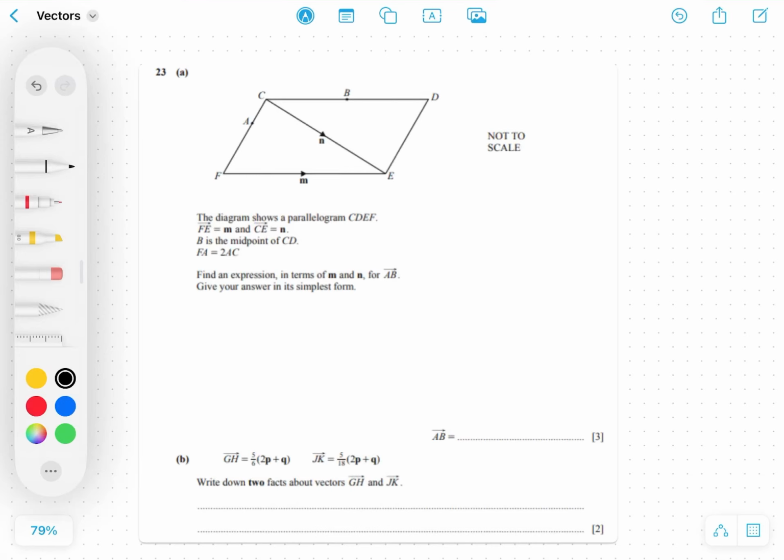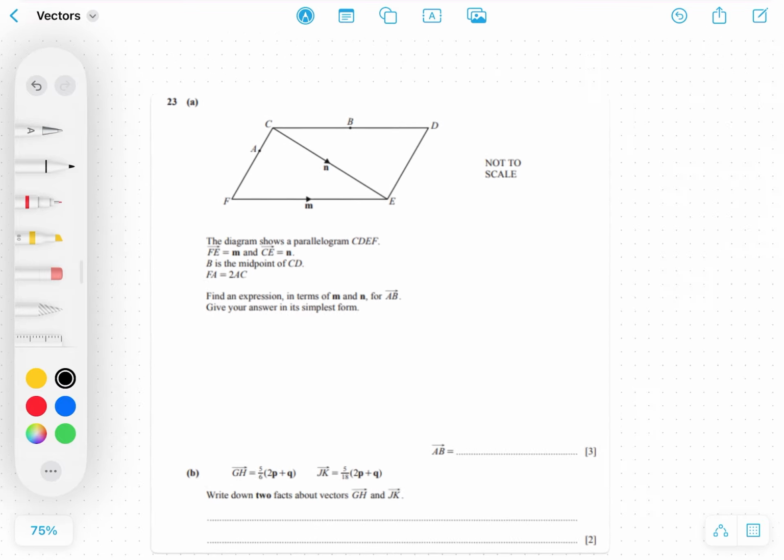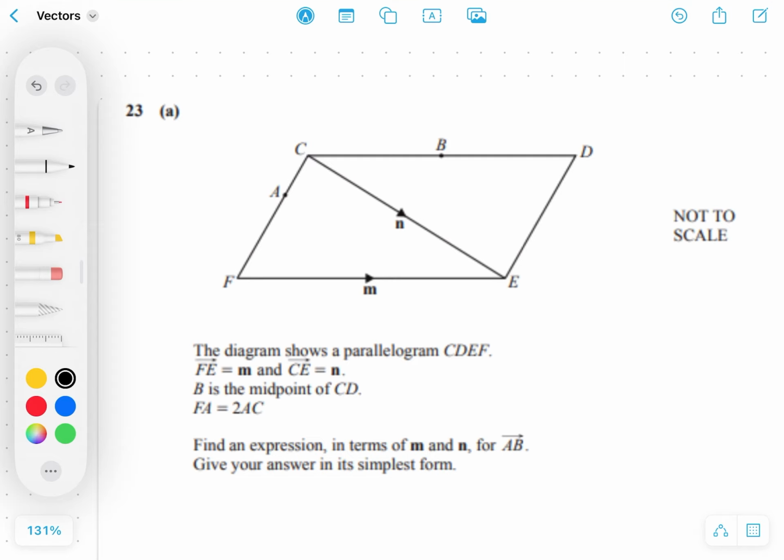So in this video, we'll be going through a vectors question from IGCSE Maths. In the first part of the question, we're given a parallelogram, and we're given two vectors, FE and CE. And we're given the information that B is the midpoint of CD.